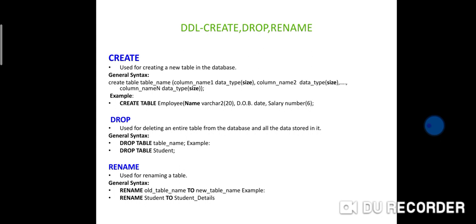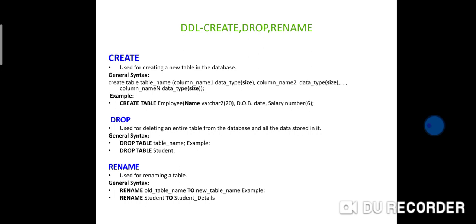Then the example is create table name employee. First we create a field name. The length of the name is 20, that is varchar2. Then the second field is the date of birth. Then the third field is salary. The length of the salary is 6. The date of birth represents the date.